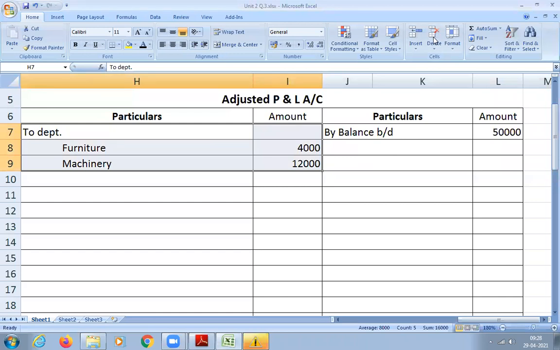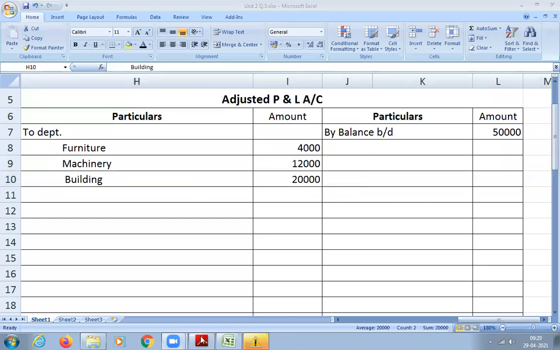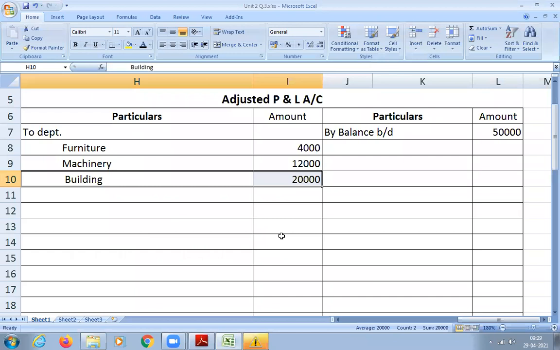Okay. So depreciation we are writing: furniture 4,000, machinery 12,000, and building, how much has he given? Building 20,000. So we have written the non-fund items. Next, any other non-fund items? Loss on sale of machine. So there was a loss.